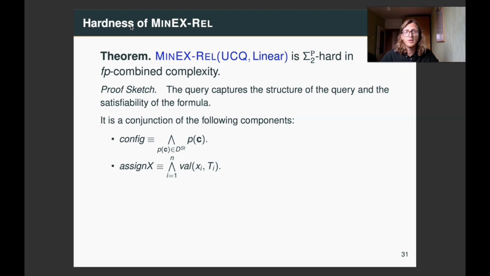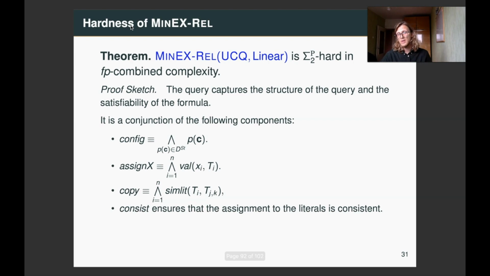Then the query requires each variable to be assigned some value, Ti is either 0 or 1. And then this assignment is copied to the corresponding literals. That is, it gives assignment to the literals. And then we have a part, consist, which is slightly too complicated to present here, which ensures that all literals are consistent. That is, the assignment is consistent. And then finally, we just ask that this formula is satisfied.